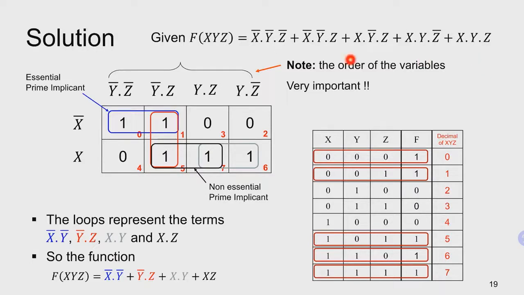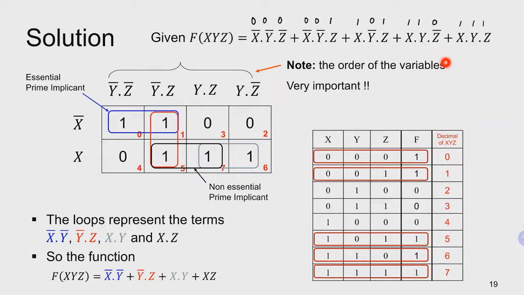So how do you put this into a truth table? So this is X bar, Y bar, Z bar. So this simply equals to 0, 0, 0. This is 0, 0, 1. This is 1, 0, 1. This is 1, 1, 0. This is 1, 1, 1.